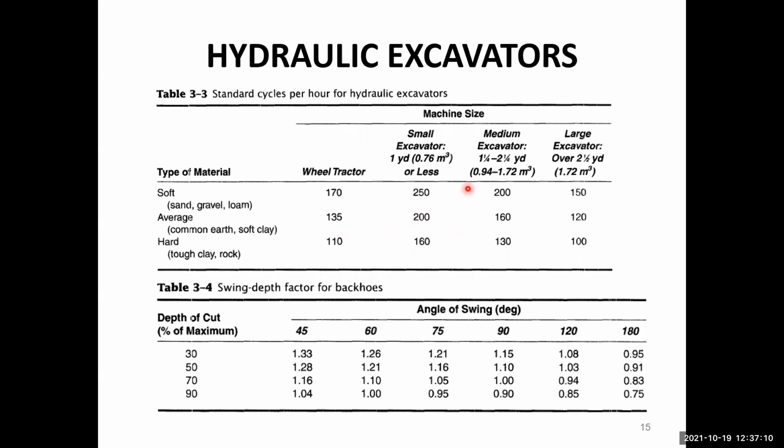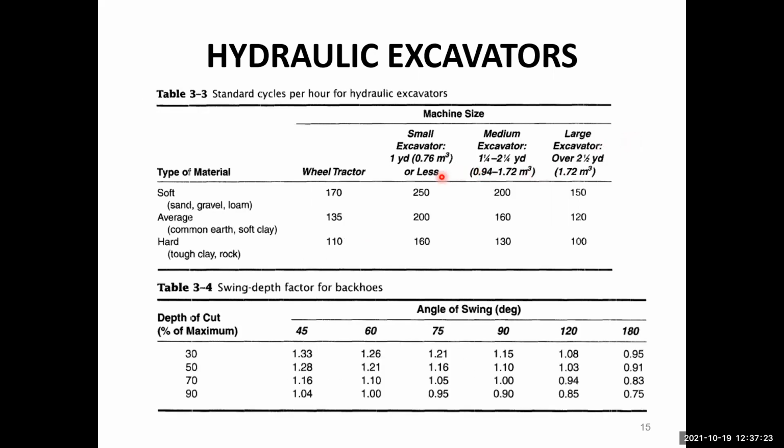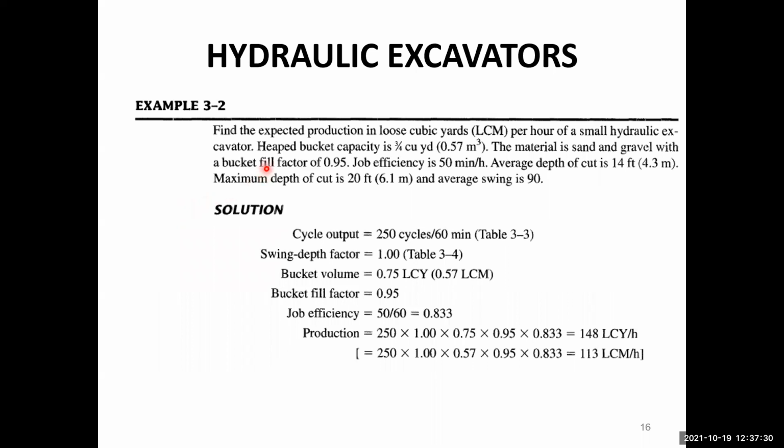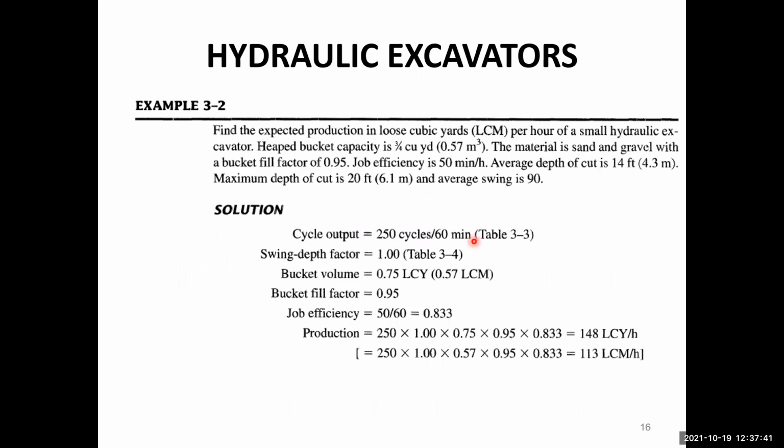So how did we obtain it? What type of excavator? Small hydraulic excavator. So for the small hydraulic excavator, we have this. And the material is sand. So for this, we got 250. This is the standard cycles per hour. So we have got the value of C.